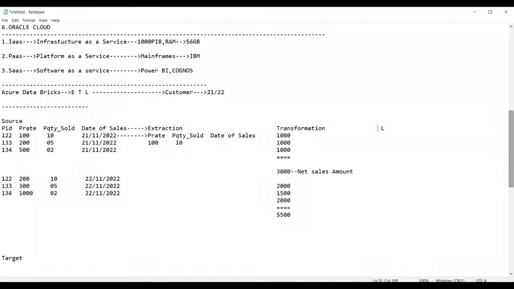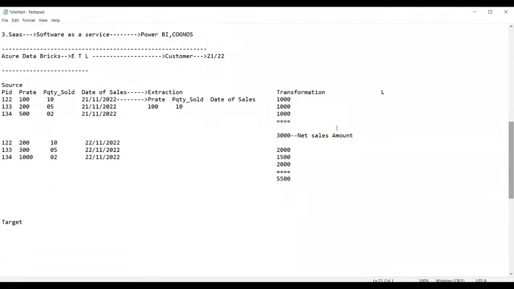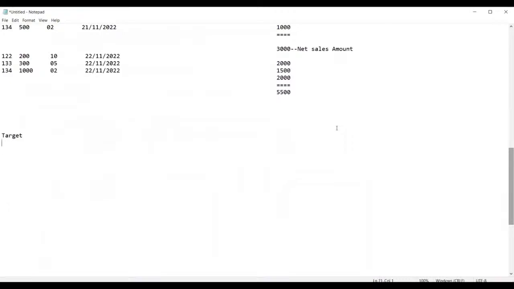It's done now. Finally, you will be loading. Where will you be loading the data, guys? Finally, you will be loading the data into the target. I will load the data like this. See here, I'm loading the data: net sales amount, underscore, sales, underscore, amount. Net sales amount is 3000. And for which date is it? I'm declaring one more column here, that is date of sales, which is 21/11/2022. And then we have what, guys?